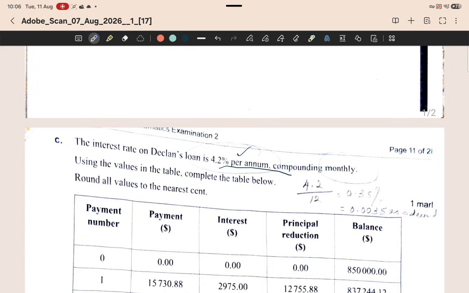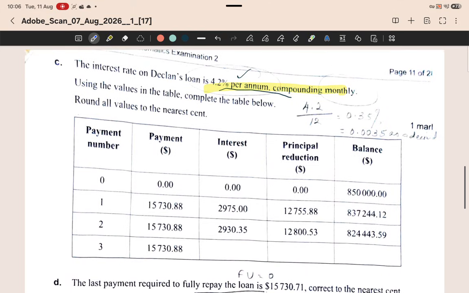The interest rate on Declan's loan is 4.2% compounding monthly. Now, the minute I see this piece of information, I always calculate the monthly rate of interest as a decimal, especially because I see there's an amortization table given below it, and this value could help us answer some questions. So that's 4.2% per annum, which means yearly. So that's 4.2 divided by 12, which will give you the monthly rate percent, which is 0.35%.